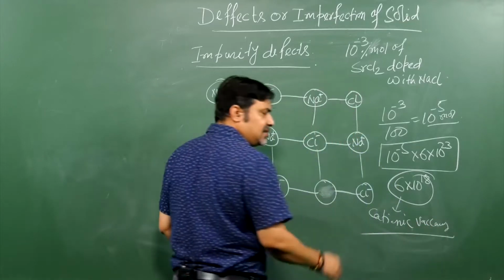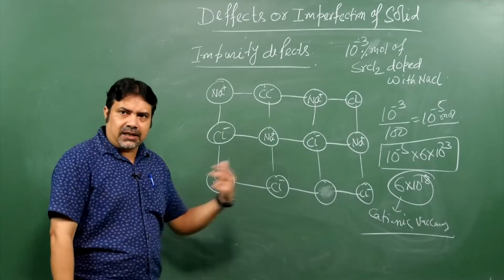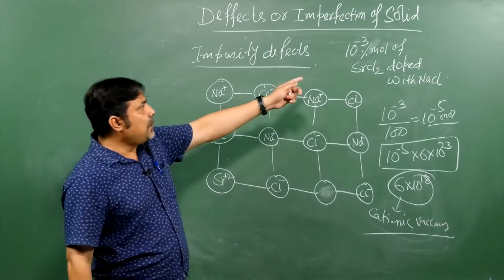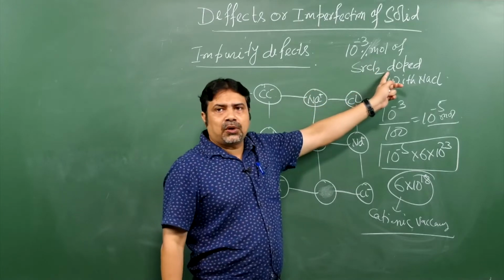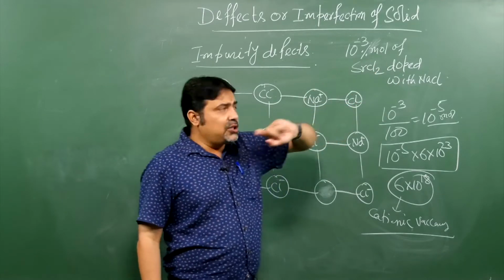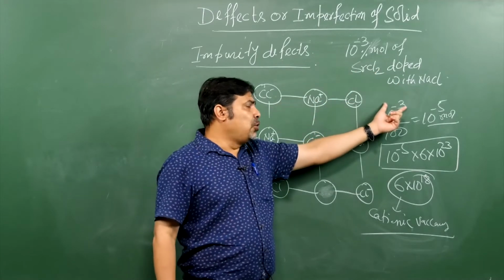This is the idea. One strontium is creating one cationic vacancy. They told 10 to the power minus 3 mole percent of strontium chloride doped with NaCl. So this many means what? 10 to the power minus 3 percent means what?